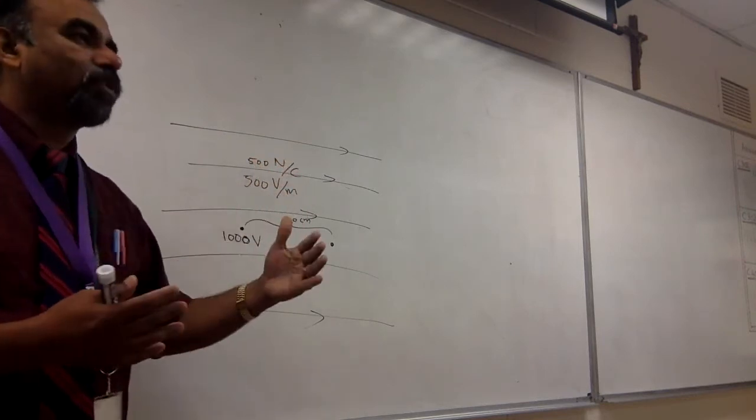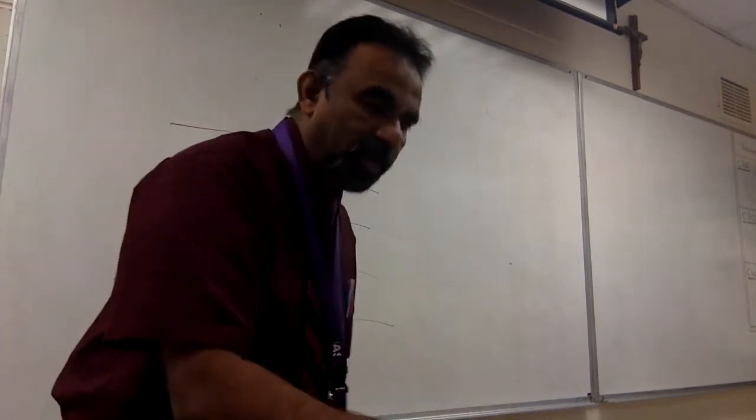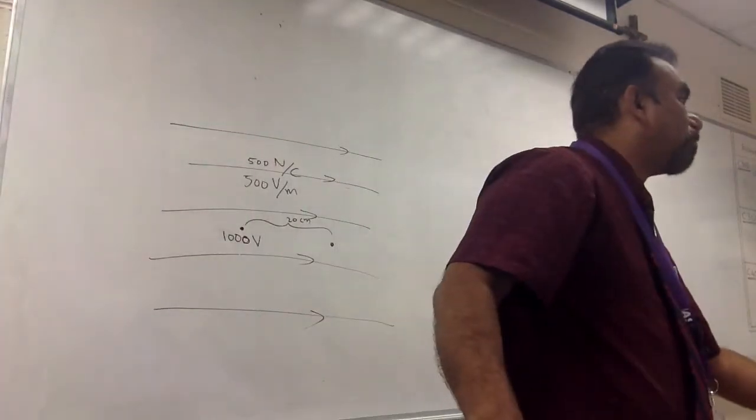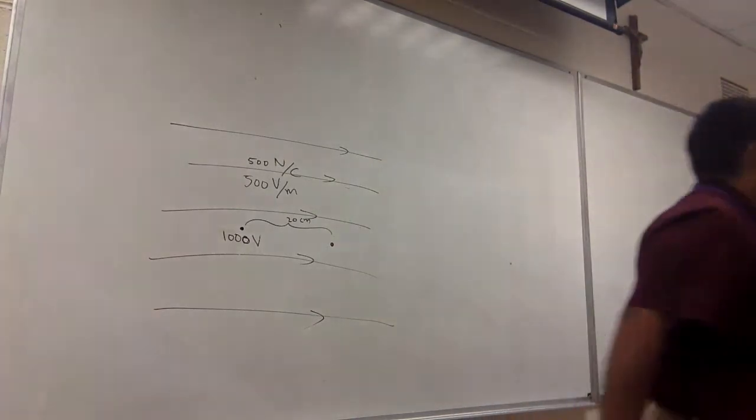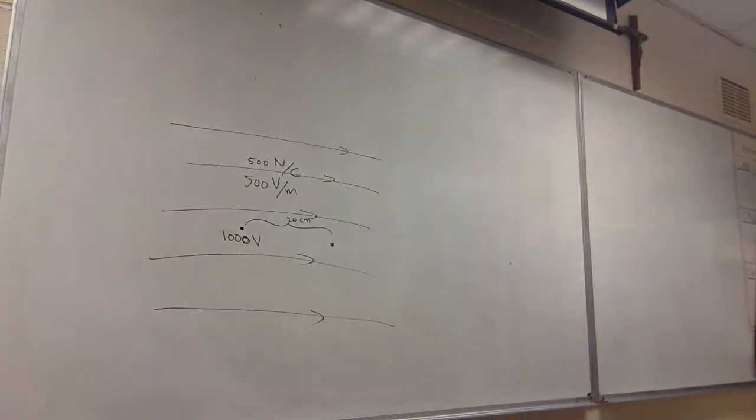So when you say 500 volt per meter, if it is 500 volts over here, by the time you cross 1 meter, it should drop down to 0. And if you go another 1 meter, it should be negative 500. Yes.